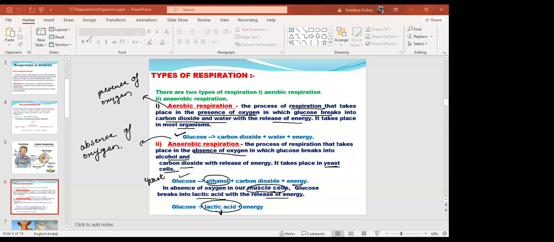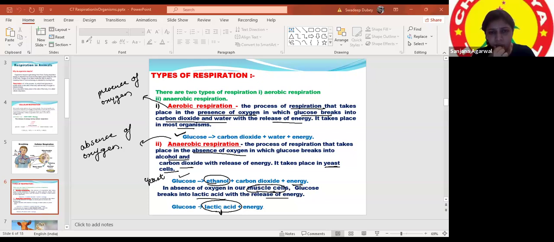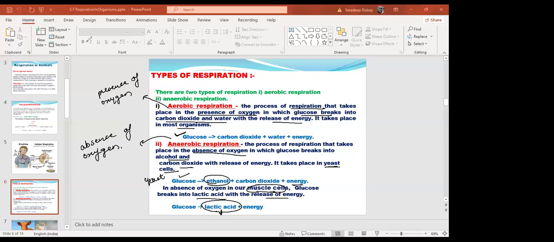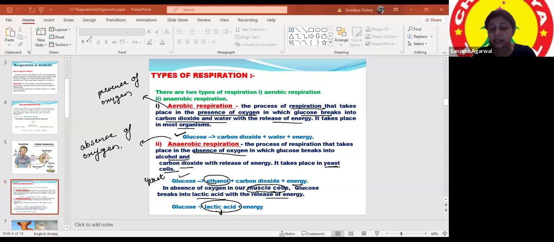Ma'am, the whole part, the process of respiration? The whole part. Ma'am, should we write this: glucose, carbon dioxide plus water plus energy? Yes. This sky blue part, the equations also you are supposed to write down.